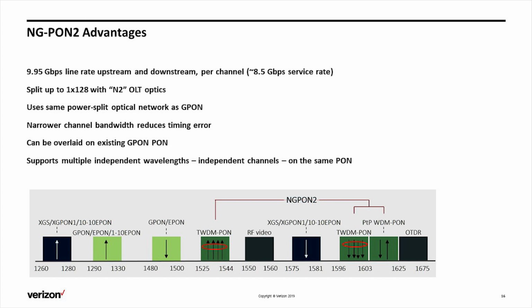So looking at some of the advantages, and I'll tell you right away, there's an error on this slide that we'll get to in a second, so we can all clap when we get there. The first thing, again, is that 10 gigabit per second line rate that takes you down to about 8.5 when you remove the overhead.